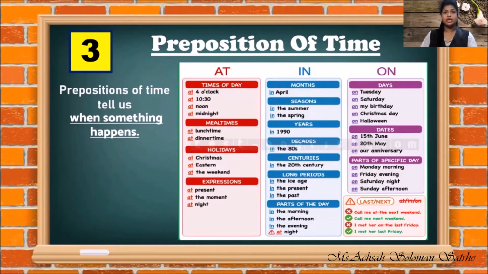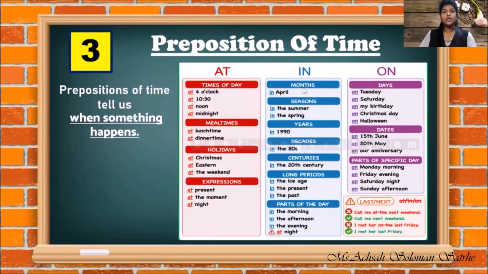So these are expressions. Now remember, at night is one exception over here, because when parts of the day come, over there also we have at night. Night is a part of the day, but still we won't use in, we will use at. See, look over here, all right.